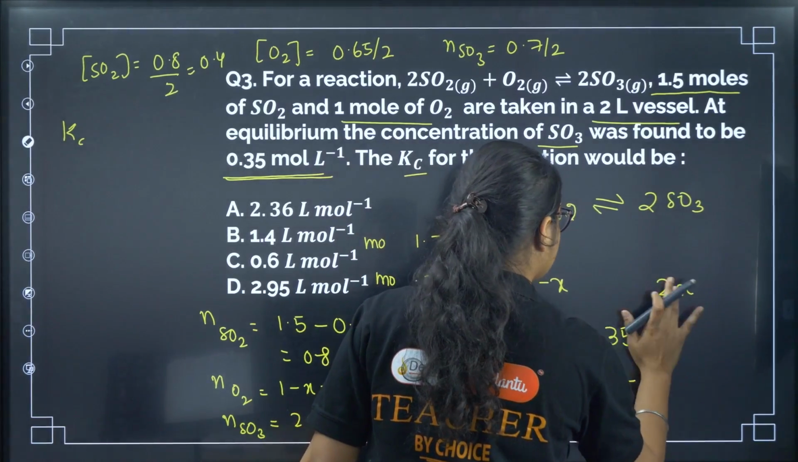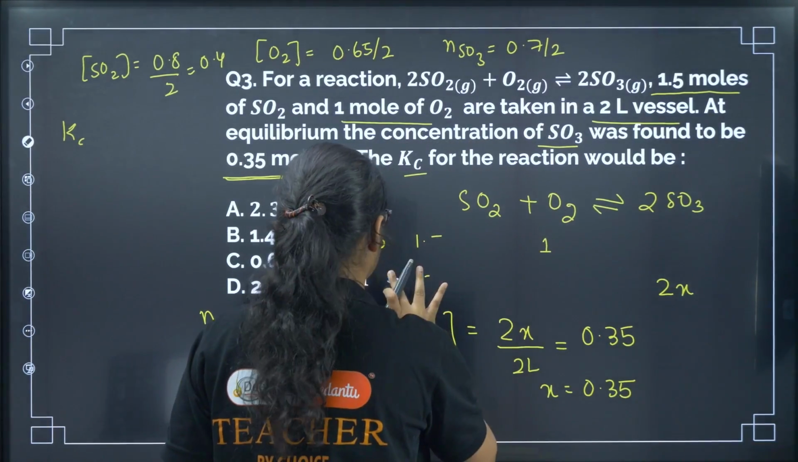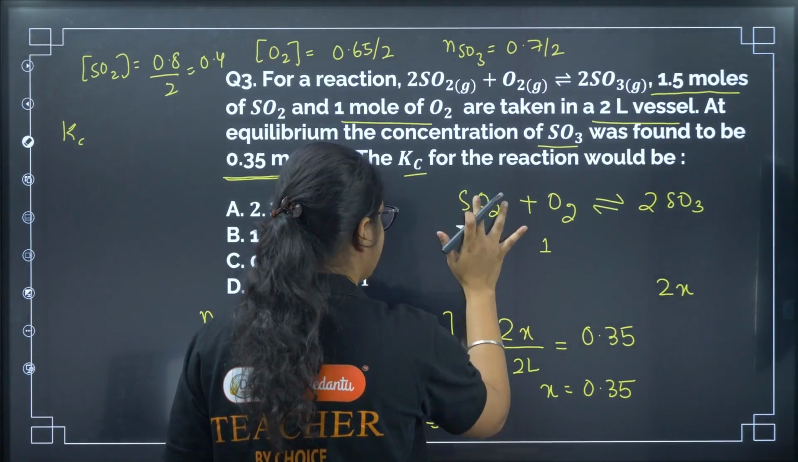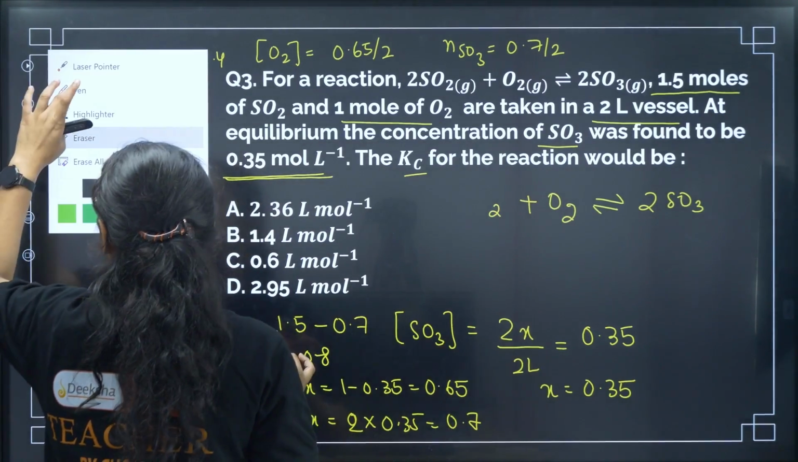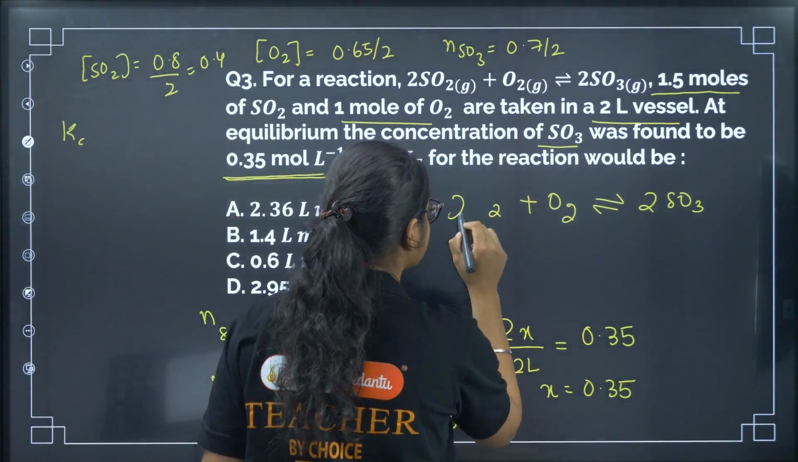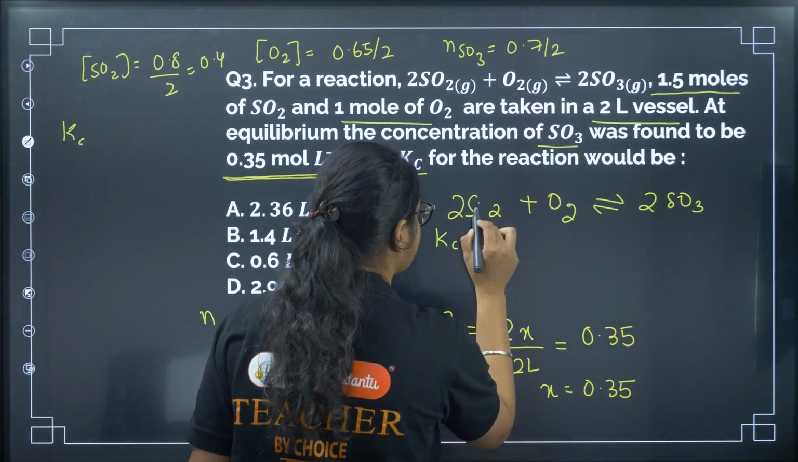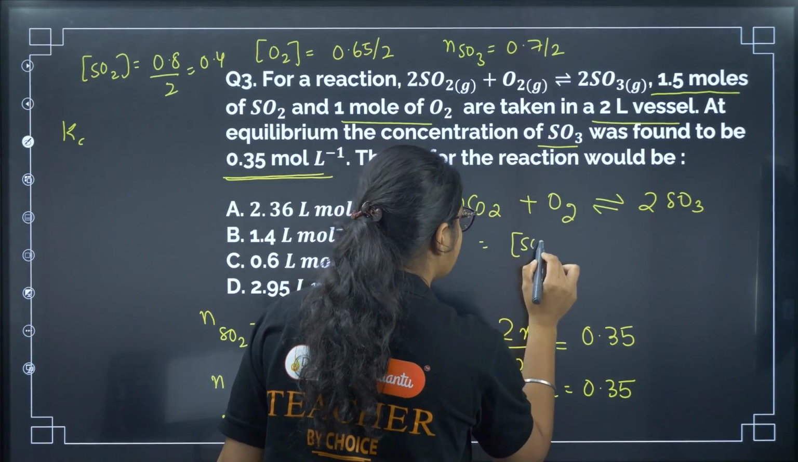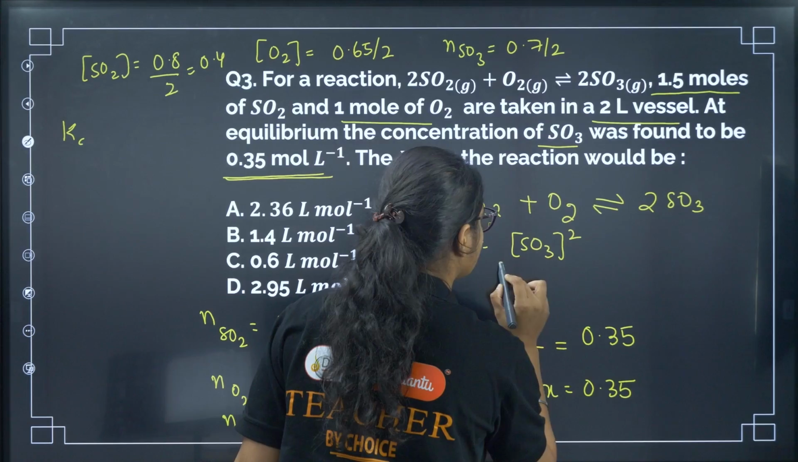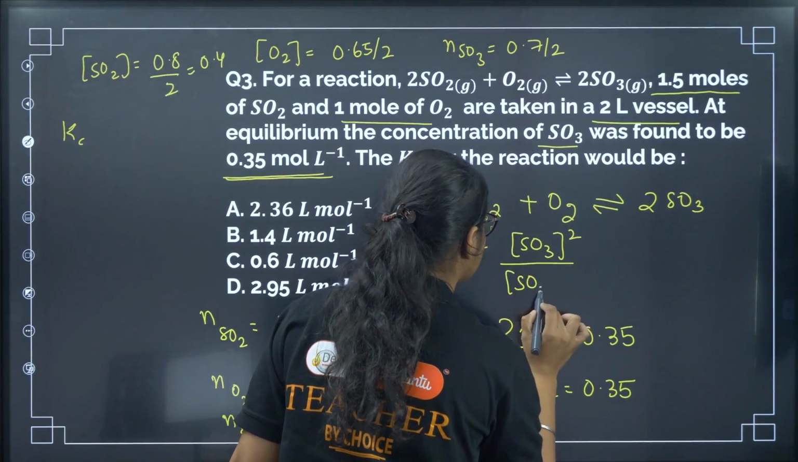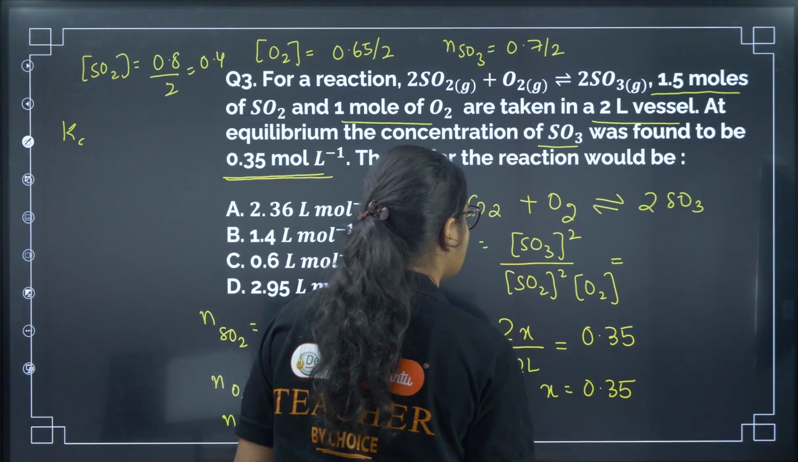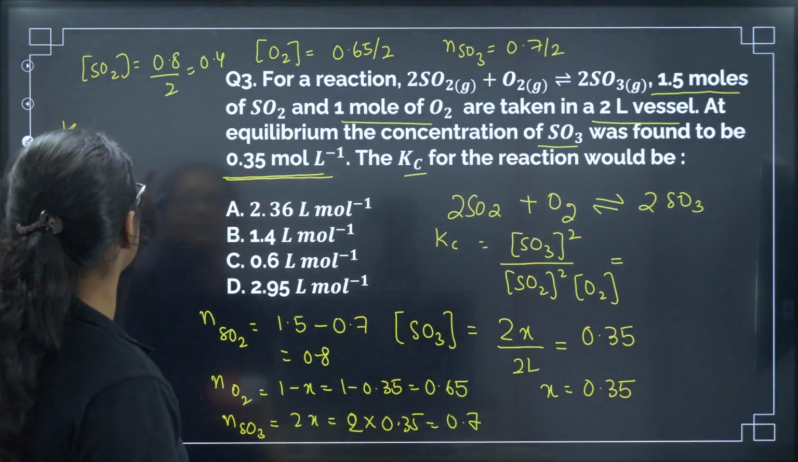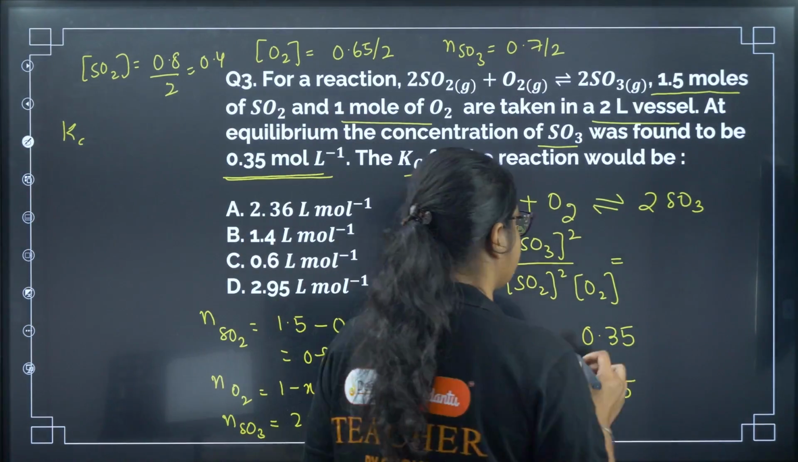So if you see, Kc value we have to find out. So first we have to write the expression for Kc. Okay, so Kc value will be SO3 concentration to the power of 2 by SO2 concentration to the power of 2 into O2. Right? Now what is SO3 concentration? SO3 concentration is 0.7 by 2.